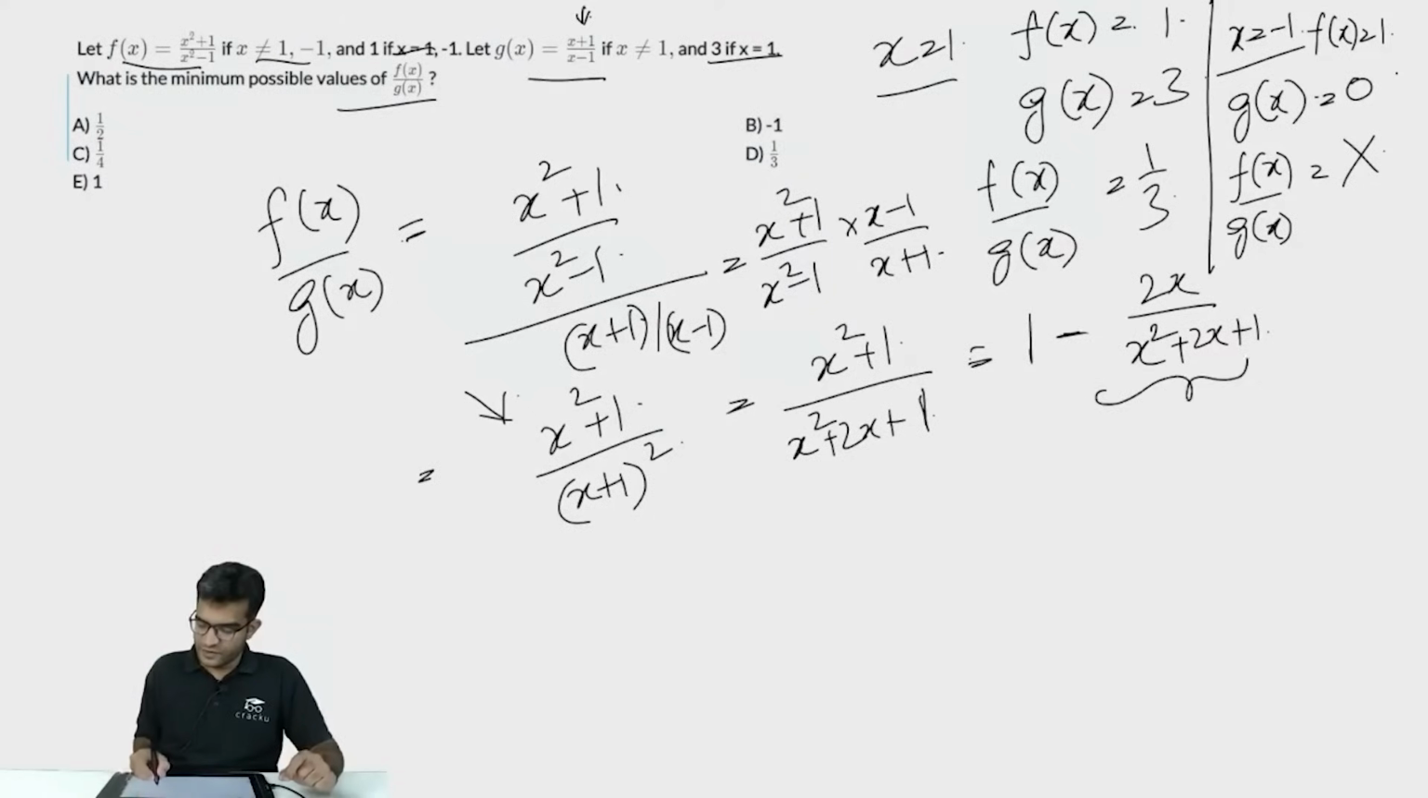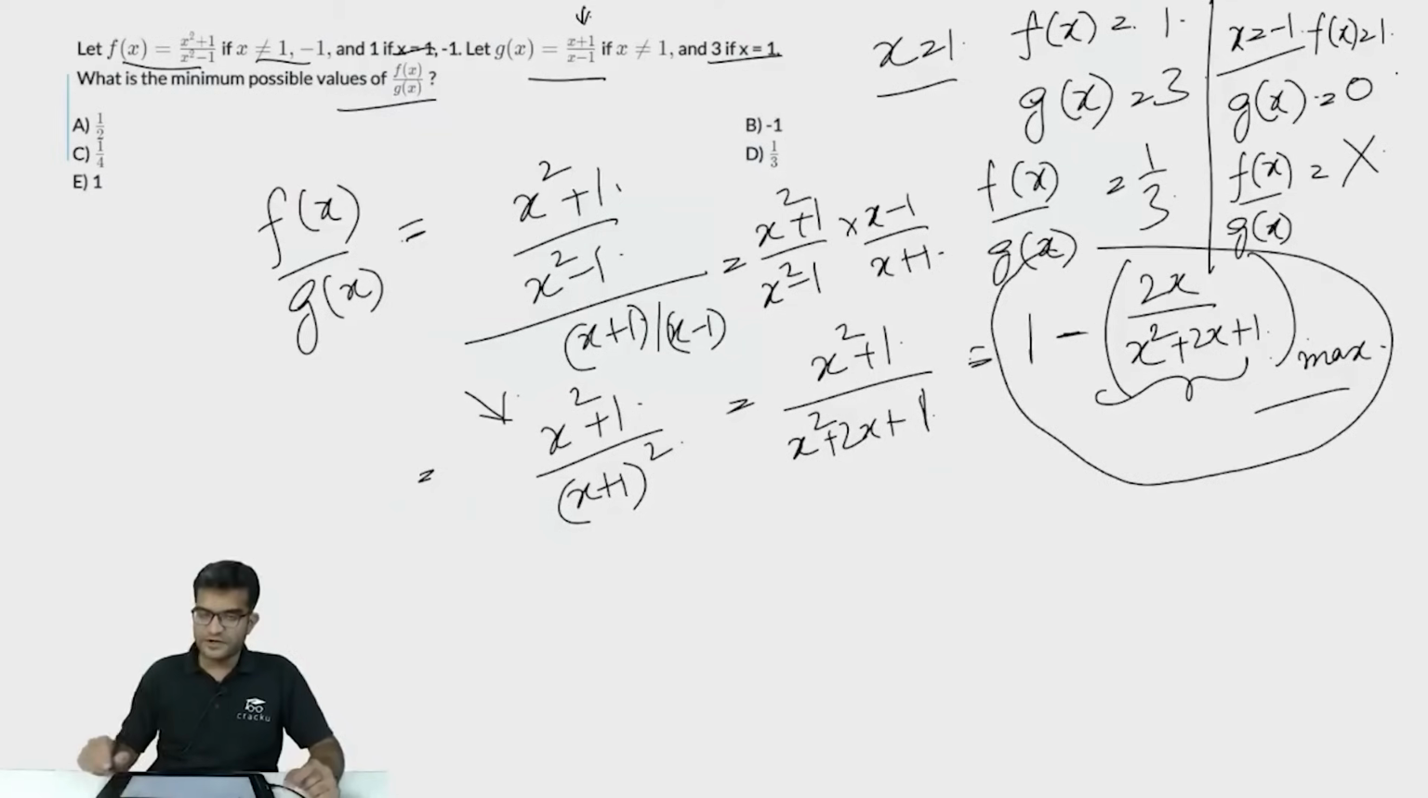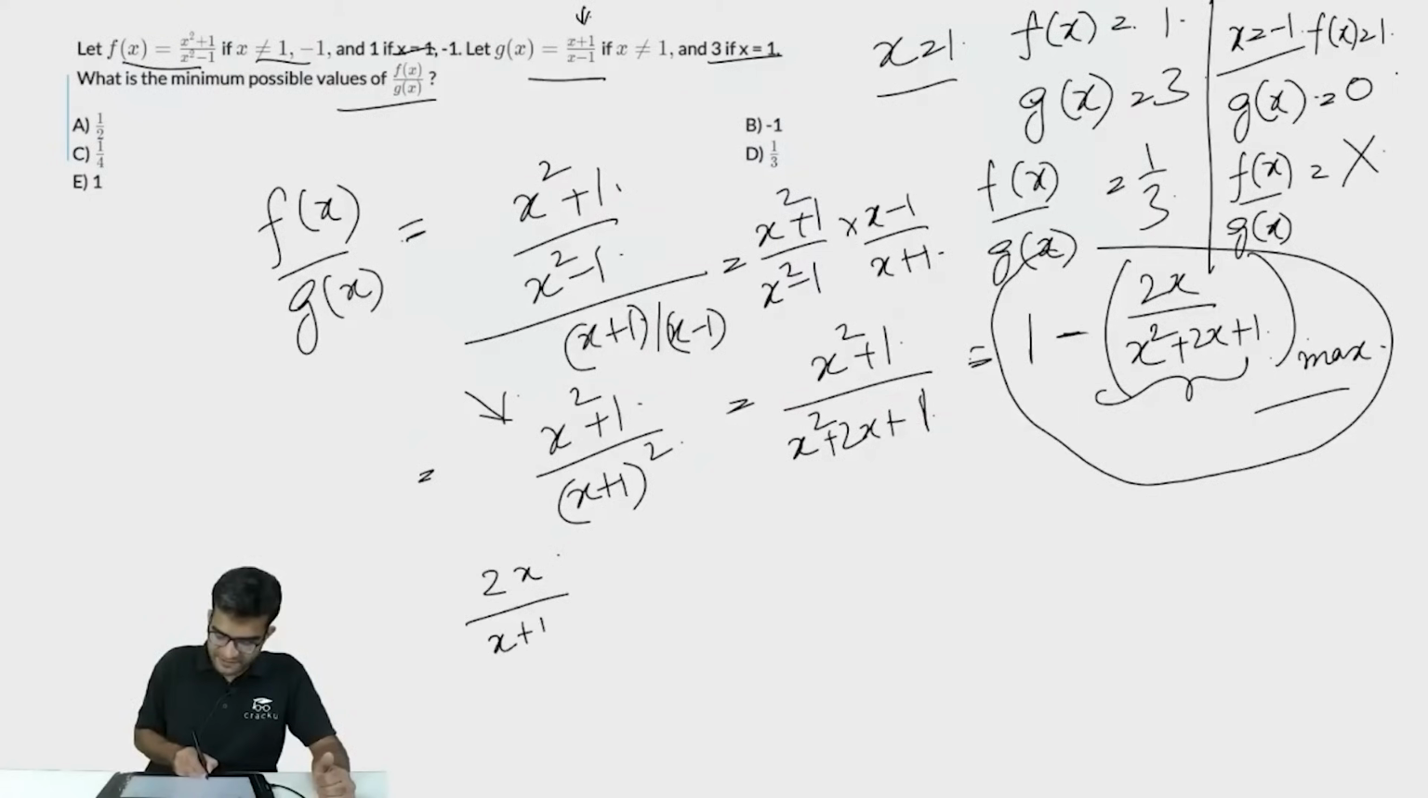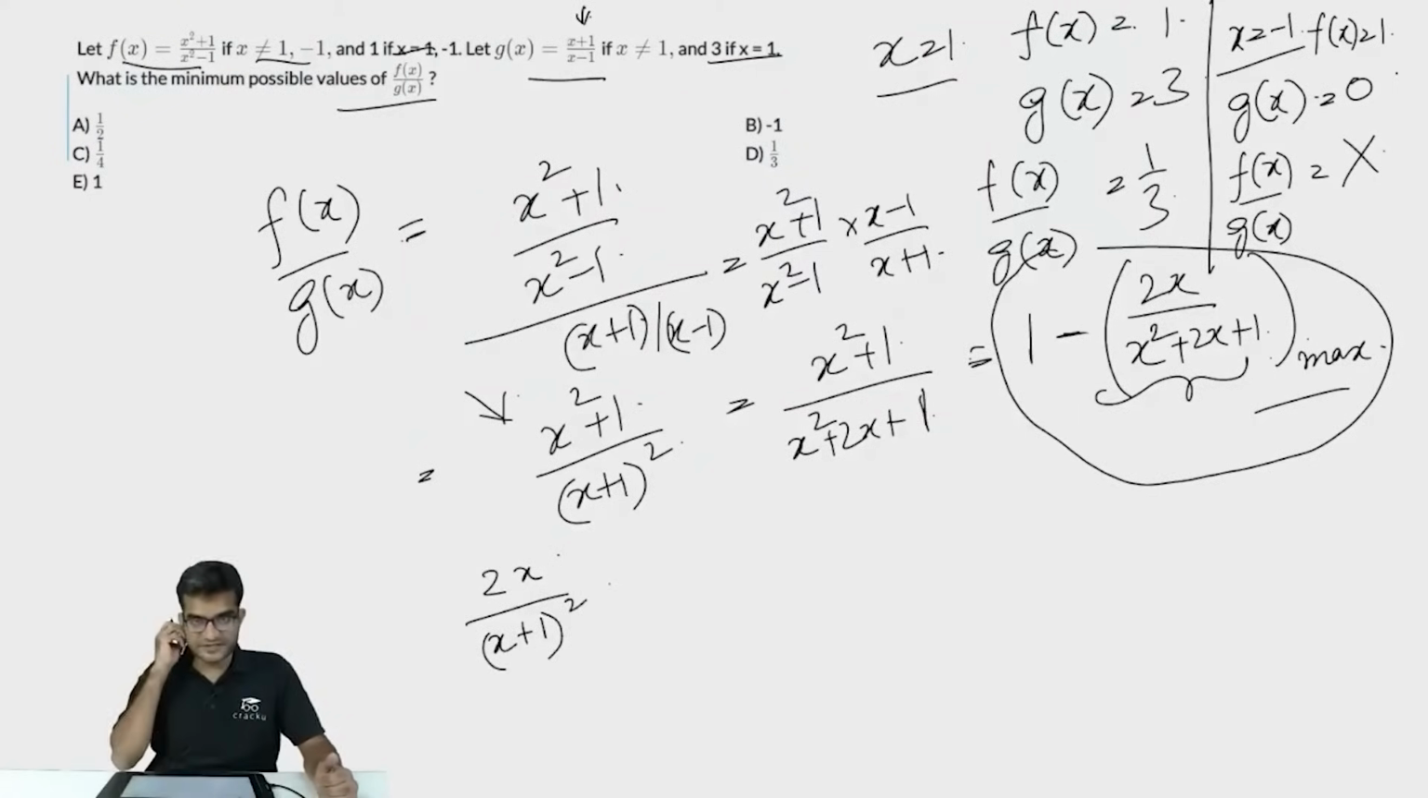So we are trying to maximize 2x divided by x square plus 2x plus 1. This is what we are trying to maximize. Because we want to minimize 1 minus 2x by x plus 1 whole square, we are trying to maximize the value of 2x divided by x plus 1 whole square. Now at what value of x is 2x divided by x plus 1 whole square maximized?